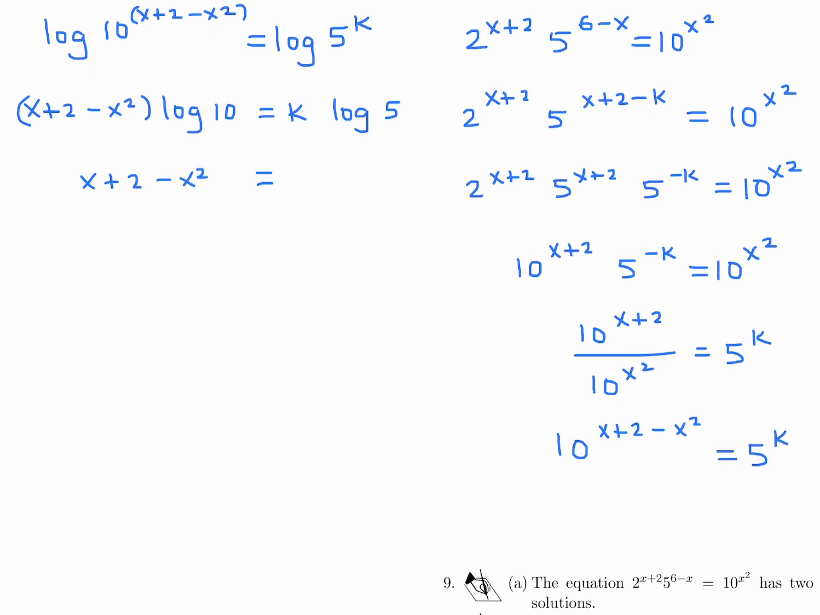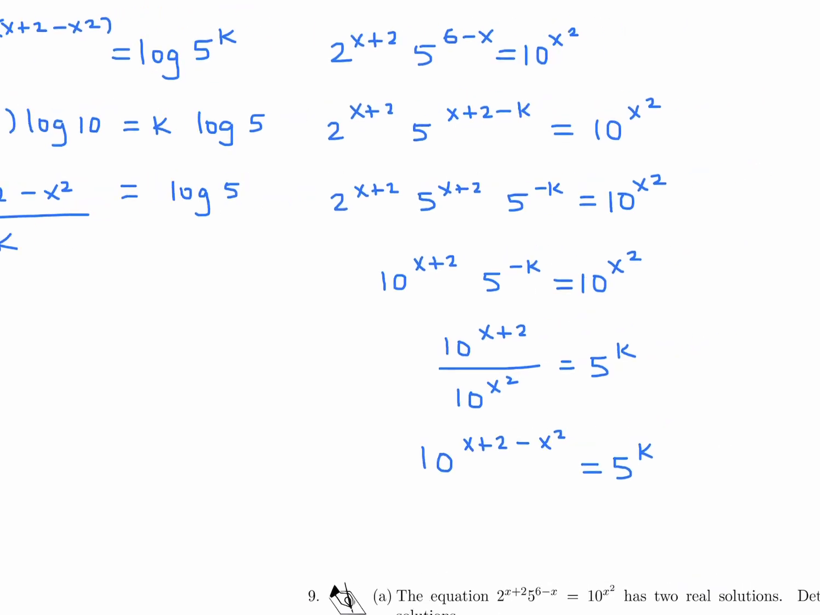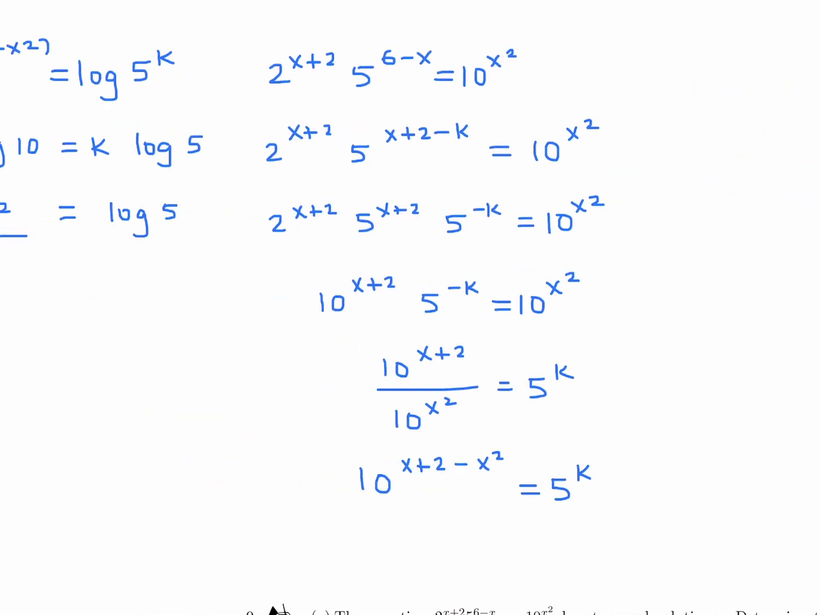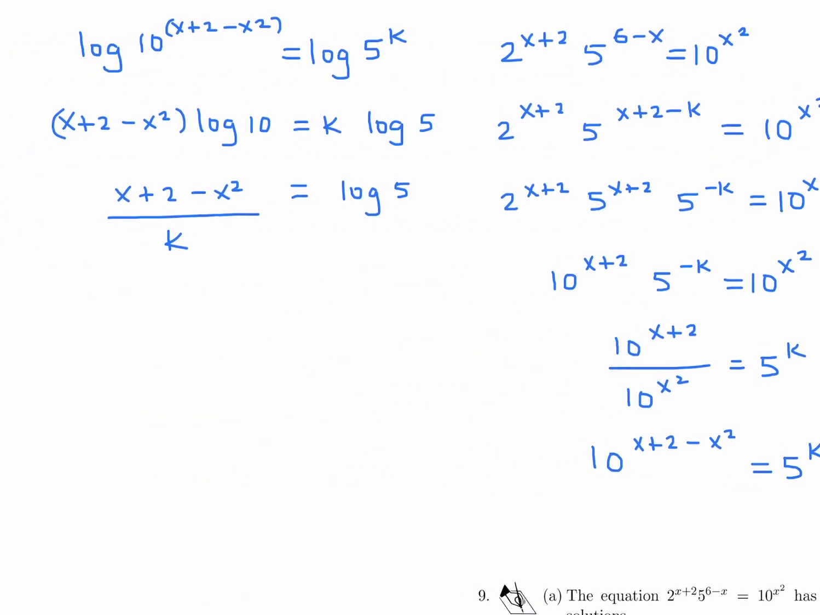And this is going to be log of 5, which is a number. So that's good. We don't have any more variables. And then we put the k down here. Now k, remember, is equal to 2x minus 4. So I've got everything now in terms of one variable. So I got x plus 2 minus x squared over 2x minus 4. All right.